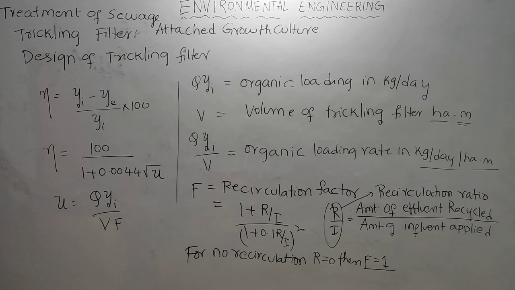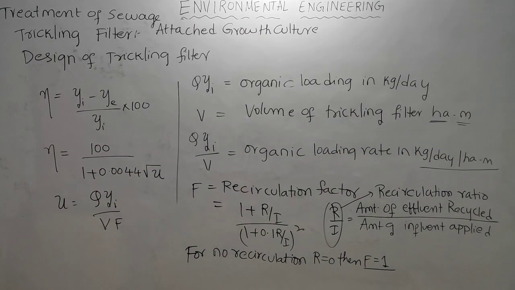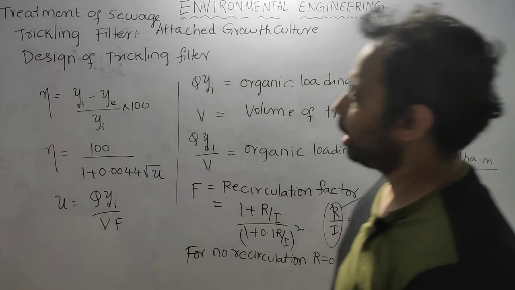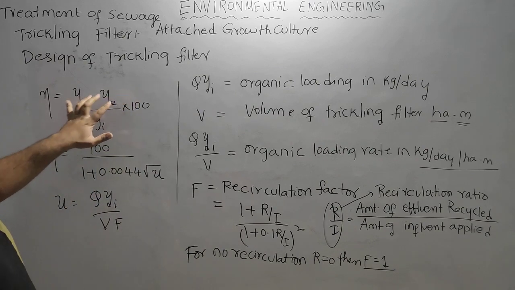Whereas for a high rate trickling filter, we need to take the value depending upon the amount of effluent you have recycled back into the system. Using this we can design the filter. Designing of the filter means what? If you know the efficiency you need to achieve, we can find eta. Here I know eta because I have a desired effluent BOD, so from there I can get eta.